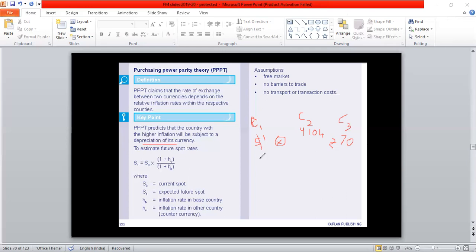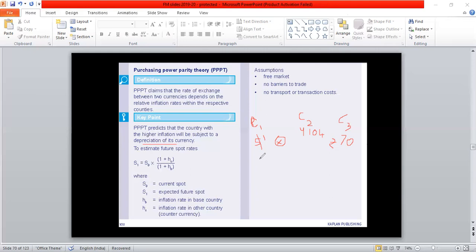If there is inflation, if the prices rise, then what happens? What they were able to buy with 70, now they have to spend 75. So when they have to spend more currency to buy that particular product, is the value, the quality of the currency, not decreasing? So that is called depreciation of its currency.